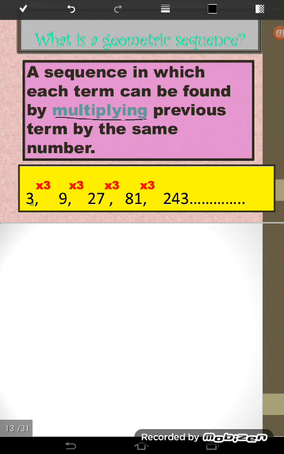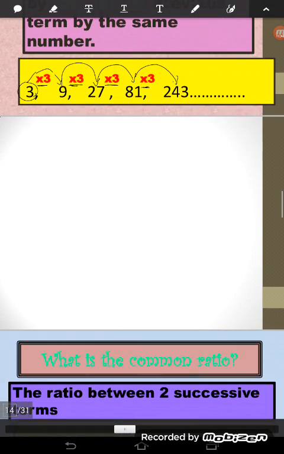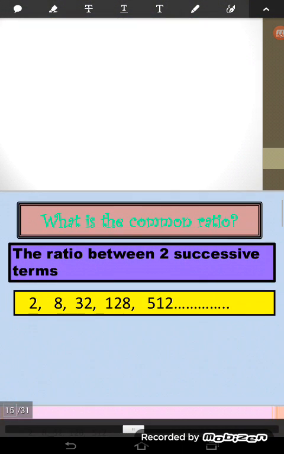Okay, so for example, first term we have 3. Okay, so next term, to find the next term, times by 3. Okay, so 3 times by 3 is 9. Okay, so 9 goes to 27 times by 3. So 9 times by 3 is 27. Okay, so next time goes to 81 times by another 3. And then from 81 to 243 times by 3. Okay. So all of this one times by 3, we call it as common ratio.